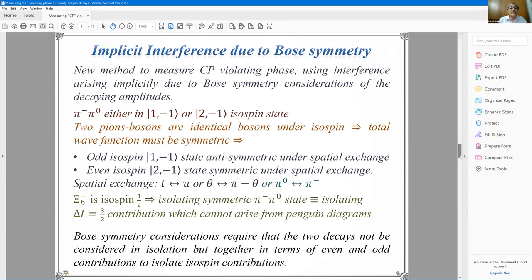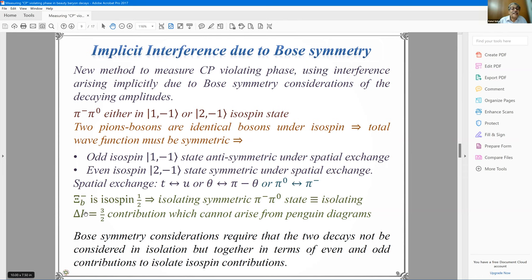However, there's an important thing that happens because of Bose symmetry between the two pions. So our new method to measure the CP violating phase using interference arises implicitly due to Bose symmetry considerations of the decay amplitude. The pi minus pi zero in the final state can either be in an I=1 state or an I=2 state. And since the two pions are identical bosons under isospin, the total wave function must be symmetric. That is, the odd isospin I=1 state must be antisymmetric under spatial exchange, and the even isospin I=2 state must be symmetric under spatial exchange. And spatial exchange here is t to u, or theta to pi minus theta, or on the Dalitz plot pi zero going to pi minus.